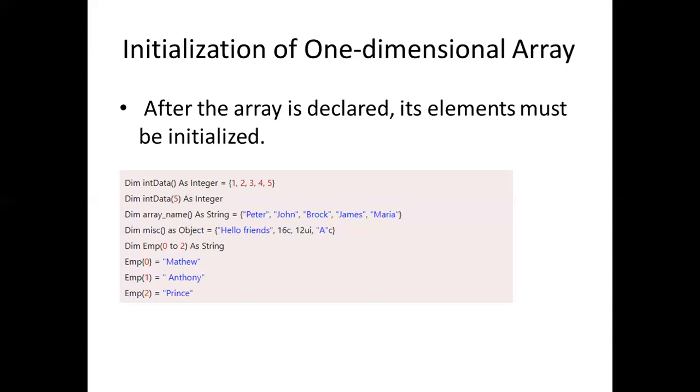The one that is at index of 2 should store Prince. So these are the ways you can initialize your arrays. So let's now look into 2-dimension.